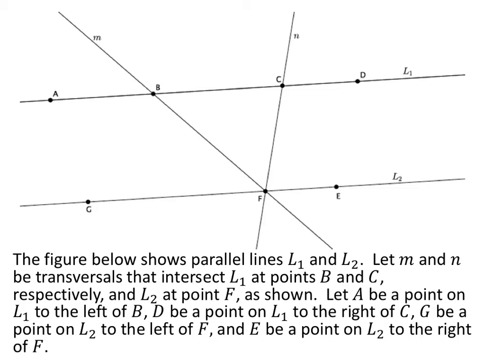This is on the next page. The figure below shows parallel lines L1 and L2. Let M and N be transversals that intersect line 1 at points B and C, respectively, and L2 at point F as shown. Let A be a point on line 1 to the left of B, D be a point on line 1 to the right of C, G be a point on line 2 to the left of F, and E be a point on line 2 to the right of F.